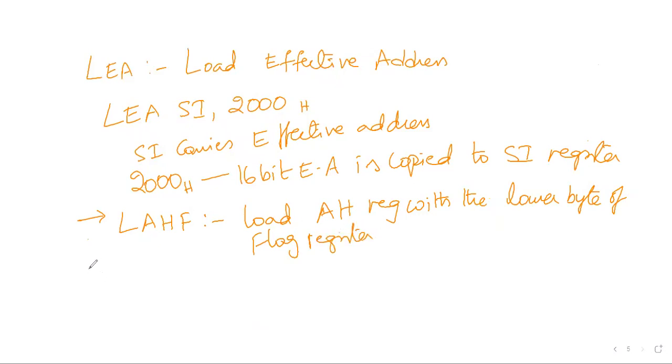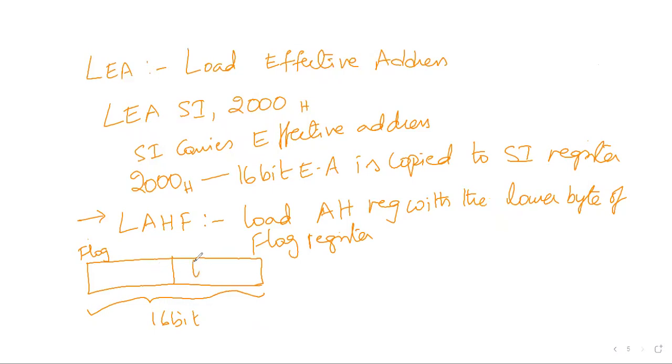Already we know that the flag register is 16-bit. This is the lower byte, and this is the higher byte or upper byte. Now this lower byte of the flag register is copied into the AH register. That is LAHF. Similarly, another instruction, SAHF.